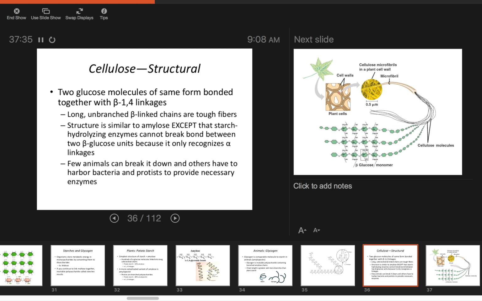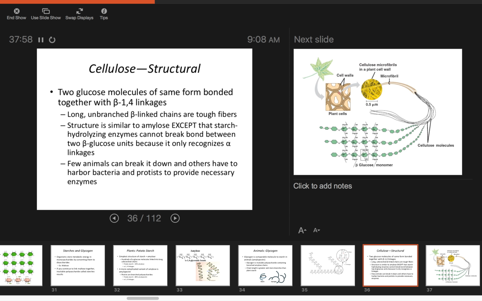Okay, cellulose. So cellulose is glucose molecules of the same form bonded together to form that beta 1,6. Now beta means they flip-flop. Upright, upside down. Upright, upside down. But it's still beta 1,6. So again, you will see an exam question with cellulose. And what bonds are associated with cellulose?